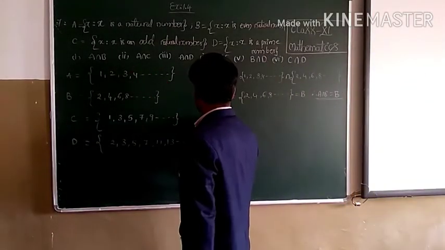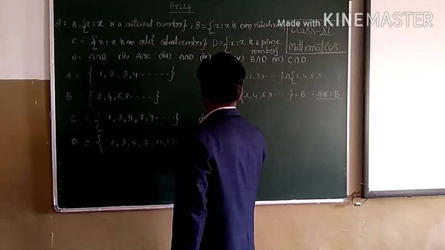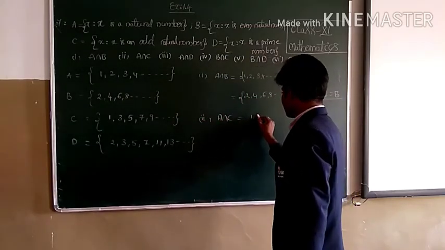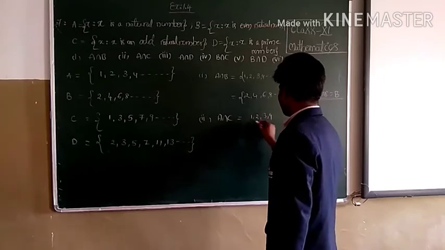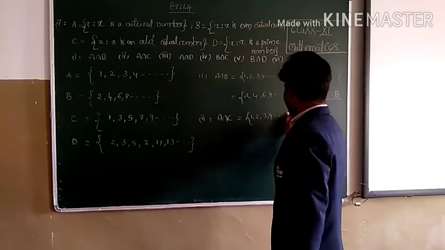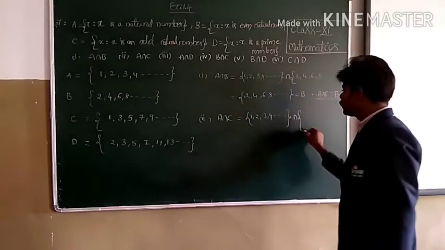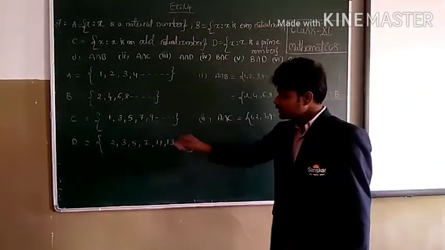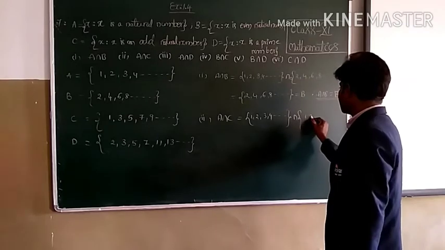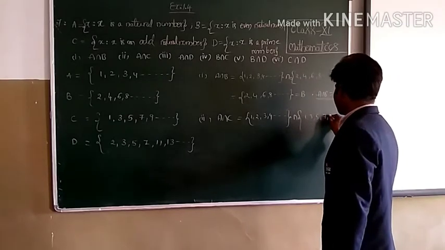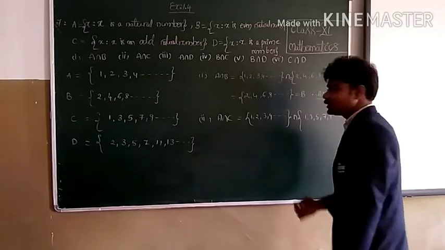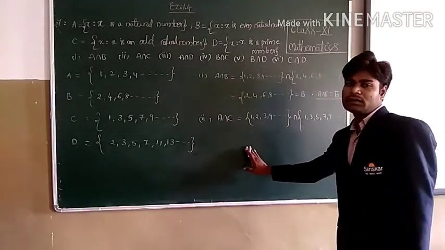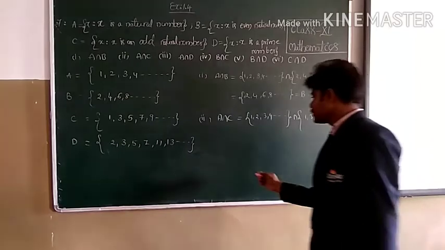The second one is A intersection C. A means all the natural numbers 1, 2, 3, 4 and so on, and C is all the odd natural numbers 1, 3, 5, 7, 9 up to infinity. Clear? Now here also we need to observe the common elements in both the sets.